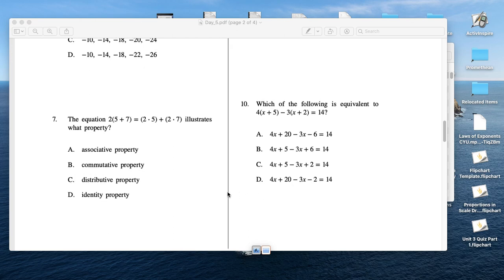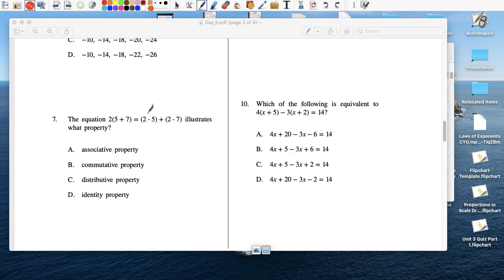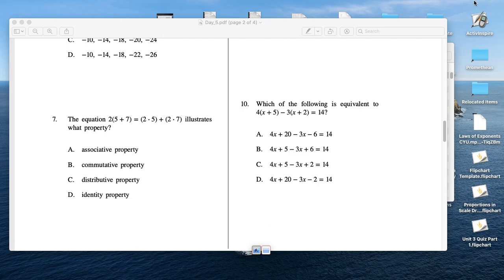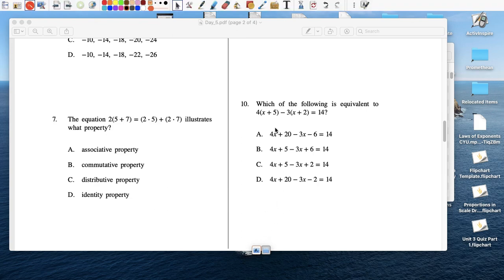7. What property is being used here? Obviously, we've done more than enough of these. Distributive property. Distributive property says that if you multiply the outside factor times each of the terms inside, and you add them, you get an equivalent expression.